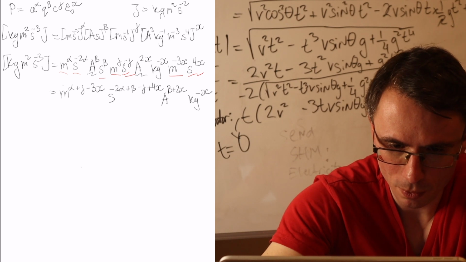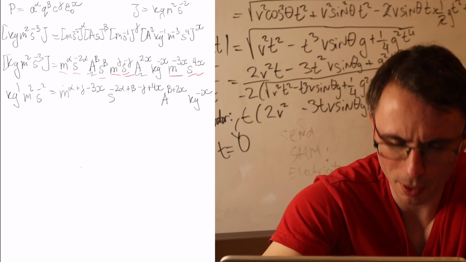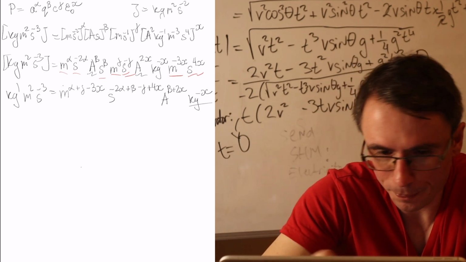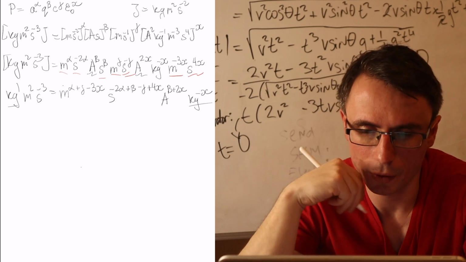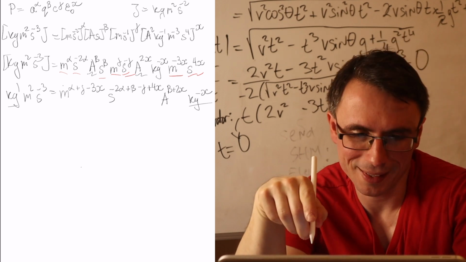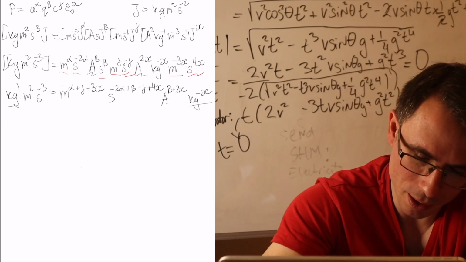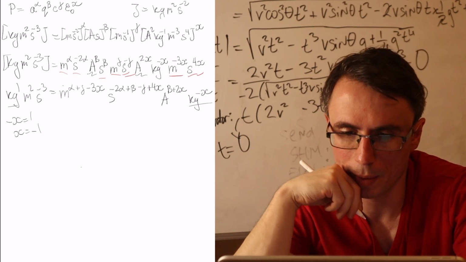Okay, so this has to be equal to kilograms to the power of 1, meters squared, s to the power of minus 3. Now I can immediately spot that there's an easy one, which is this one. So kilogram to the minus x has to equal kilograms to the 1, meaning that minus x has to be 1, meaning that x has to be equal to minus 1.